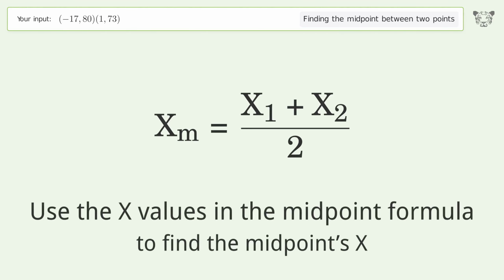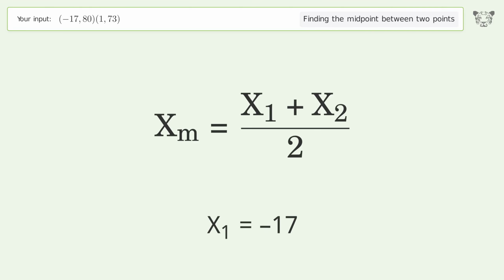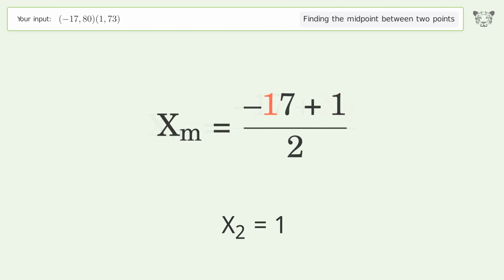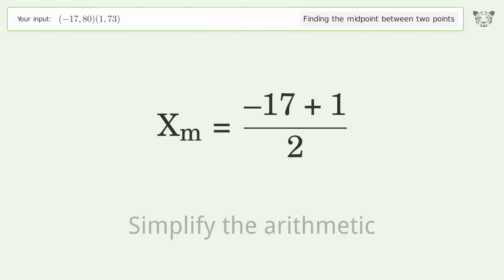Use the x values in the midpoint formula to find the midpoint's x. x1 equals -17. x2 equals 1. Simplify the arithmetic.